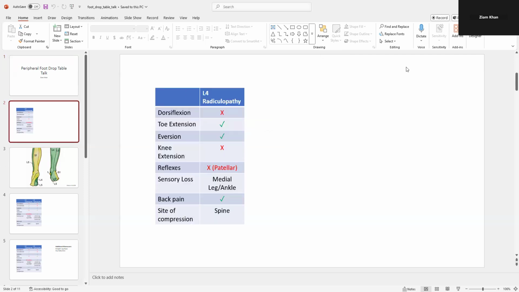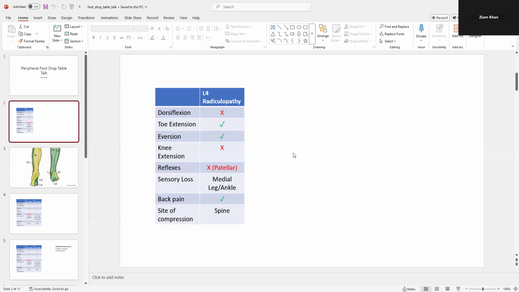First one I'm going to talk about is the L4 radiculopathy. This one is a little bit unique because it affects knee extension, which none of the other etiologies I'm discussing today affect. It also has a decrease in the patellar reflex. It's the only one that certainly has a patellar reflex decrease, one of the only ones that affects reflexes in general. So if you're getting knee extension weakness plus a knee reflex decrease, L4 radiculopathy should be very high in your differential.